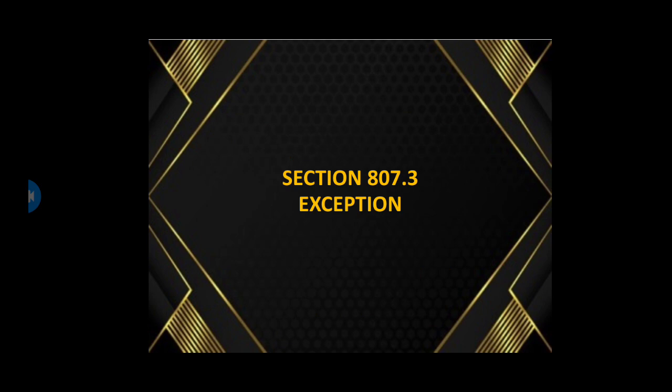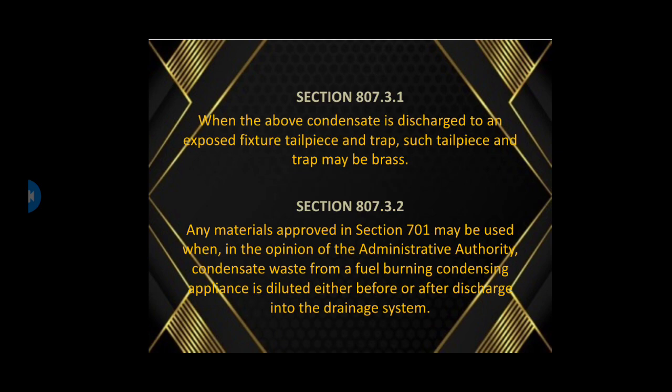Section 807.3.1. Exception. When the above condensate is discharged to an exposed fixture's tailpiece and trap, such tailpiece and trap may be brass. Section 807.3.2. Any materials approved in Section 701 may be used when, in the opinion of the administrative authority, condensate waste from fuel burning condensing appliances is diluted either before or after discharge into the drainage system.